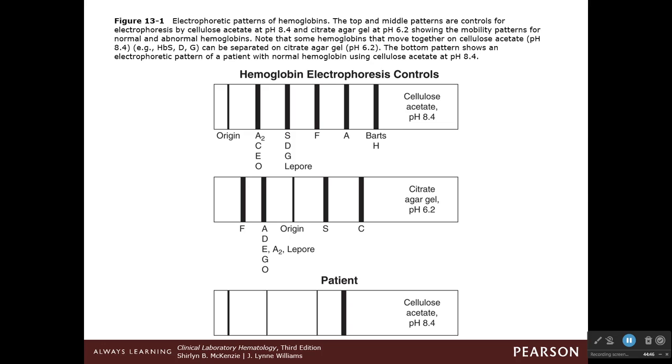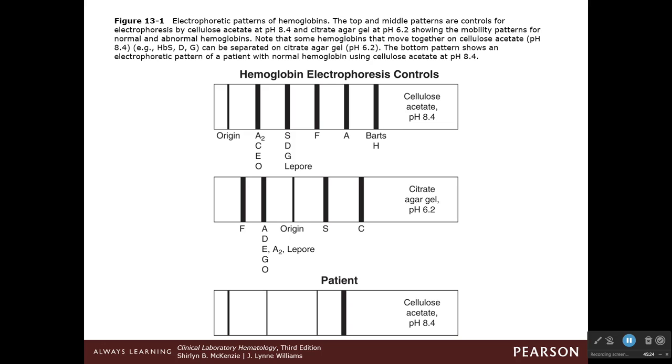So you're going to have a band for A1, F, A2, S, C, and then SC. Or actually, I'll take that back. You won't have the SC, because I'll show you in just a minute. So you're going to have every one of these, and then you're going to run your patients. So this would be your control, and then you're going to have patient 1, patient 2, patient 3, and patient 4. So we're going to run theirs.